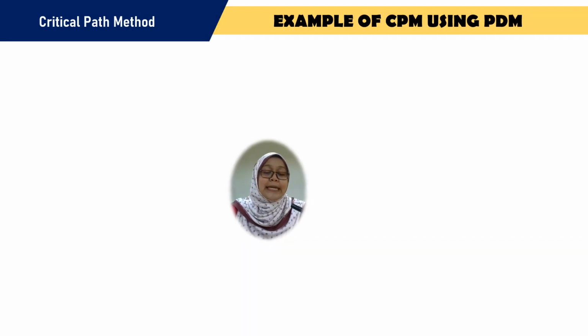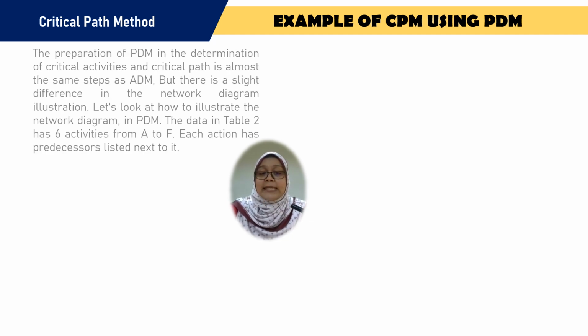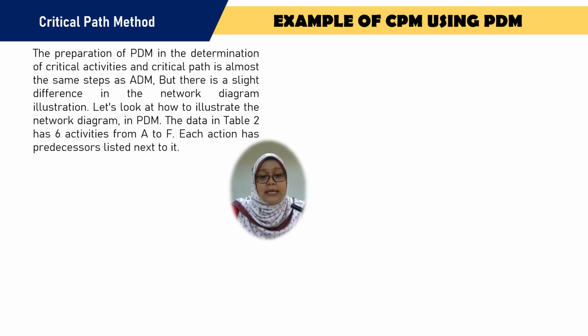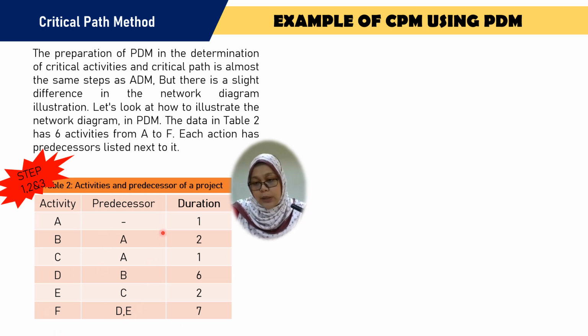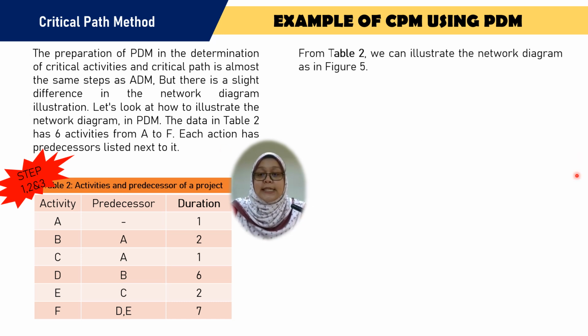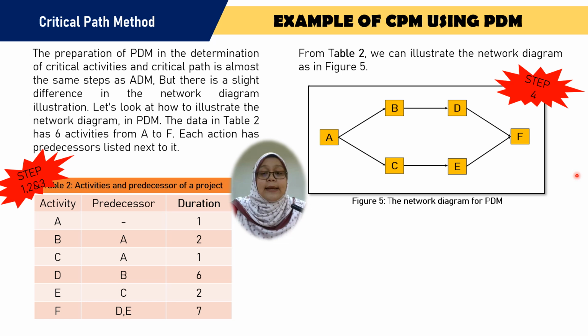Now we go to an example of CPM using PDM. Basically, the process is similar to ADM, but there is a slight difference in the network diagram illustration. So we have table 2 here. From this table, we have completed steps 1, 2, 3, which means we have the list of activities, the predecessors, the logical sequence, and the duration. Next, we do the network diagram. The network diagram based on table 2 will look like figure 5.